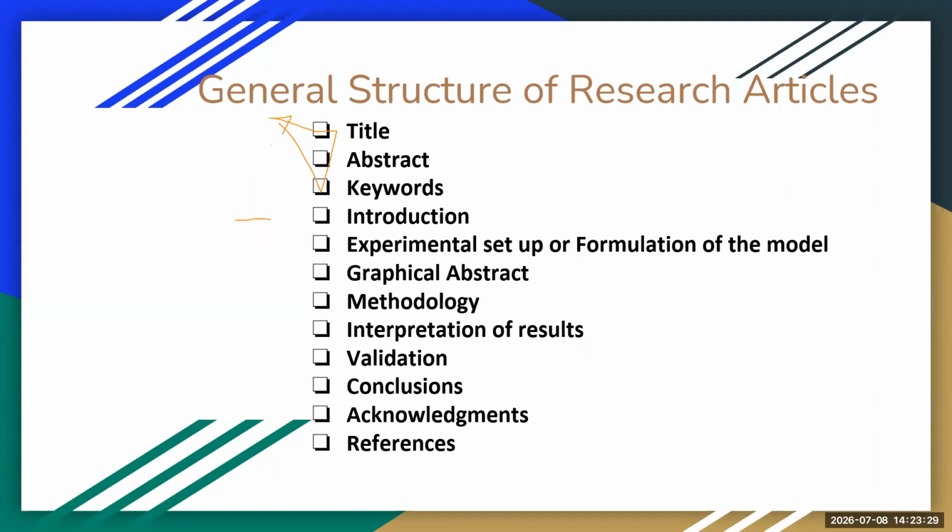And later on, we may have the formulation of the model, and sometimes you may have experimental work. If you are working with experimental things, then you may have the experimental setup. And the next stage is the graphical abstract. These days, most of the journals are asking for a graphical abstract. It should replicate the entire work that you have done, right? So that has to be represented in graphical form. That is called the graphical abstract.